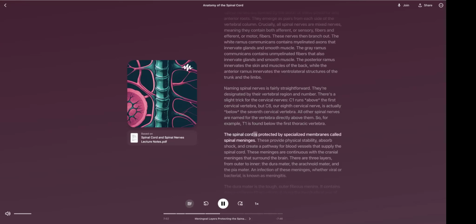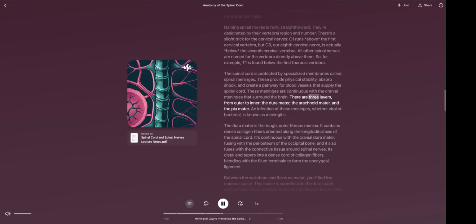The spinal cord is protected by specialized membranes called spinal meninges. These provide physical stability, absorb shock, and create a pathway for blood vessels that supply the spinal cord. These meninges are continuous with the cranial meninges that surround the brain. There are three layers, from outer to inner: the dura mater, the arachnoid mater, and the pia mater. An infection of these meninges, whether viral or bacterial, is known as meningitis.